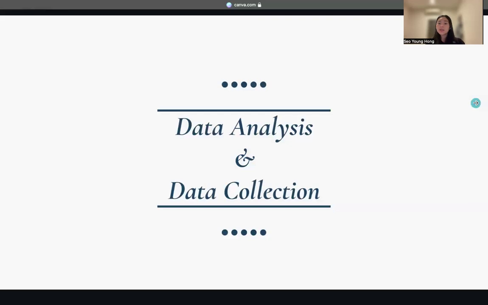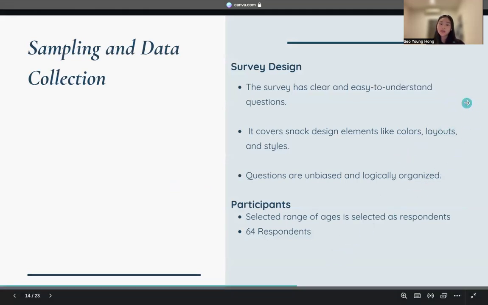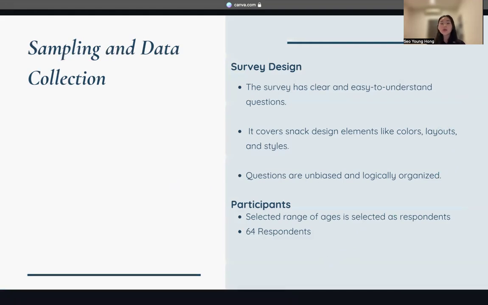Next one, data analysis and data collection. Sampling and data collection. The survey design has clear and easy to understand questions. It covers snack design elements like colors, layout, and style. And the questions are unbiased and logically organized. Selected participants: a range of ages was selected, and overall there were 64 respondents.